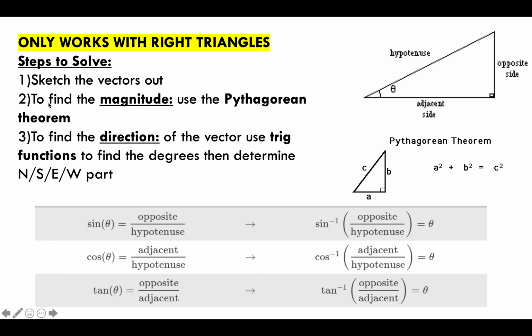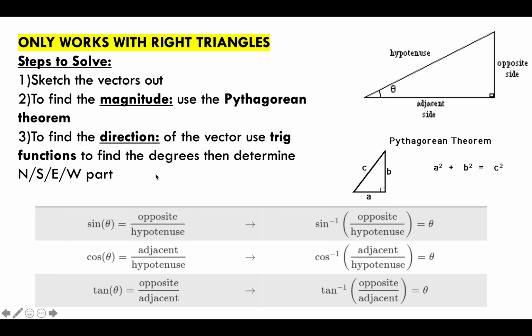So your first step, once you've sketched it out, is to find the magnitude, and you're going to do this by using the Pythagorean theorem, which, as a reminder, is a squared plus b squared equals c squared, where a and b are the sides of your triangle and c is your hypotenuse, right? Then your last step will be to find the direction, and you're going to use a trig function to do this, as well as include the compass direction part.